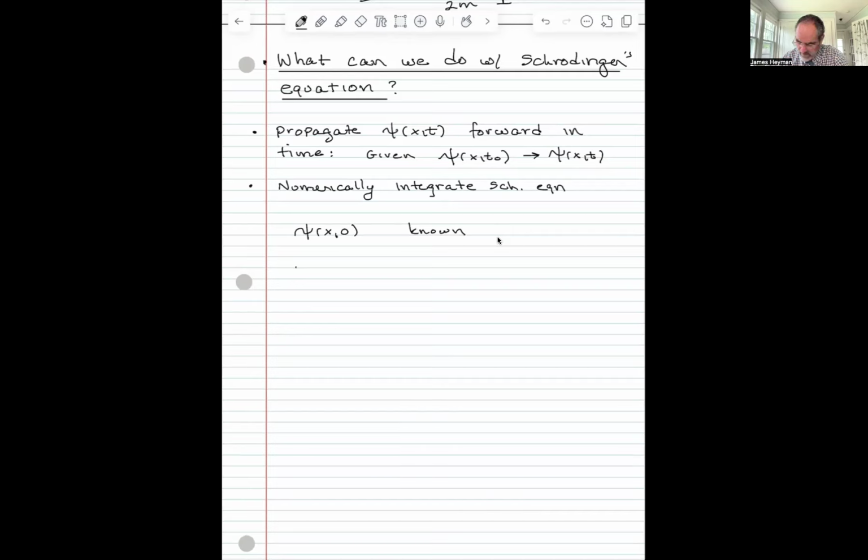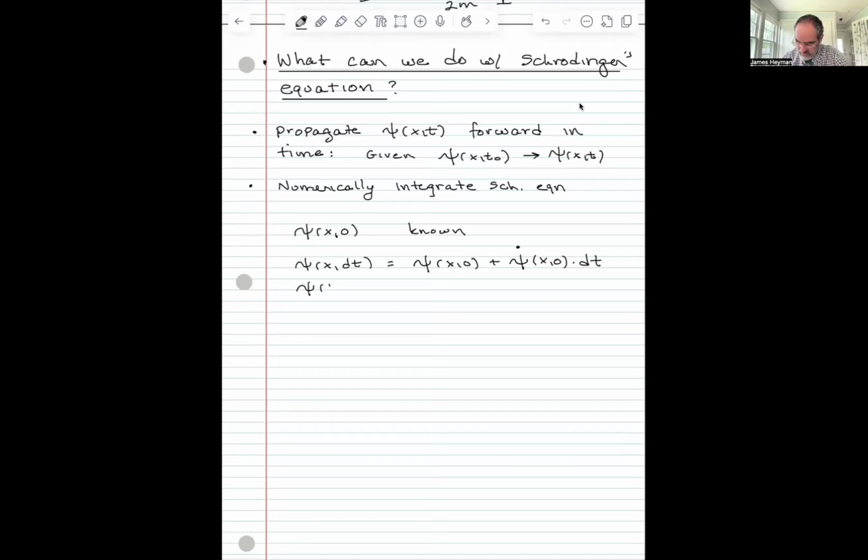Then at any later time, one moment later, psi of x and dt, the wave function will be given by this. The original wave function plus the rate of change of the wave function at time 0 times dt. Okay? This has to be true as long as the time increment dt is small enough.